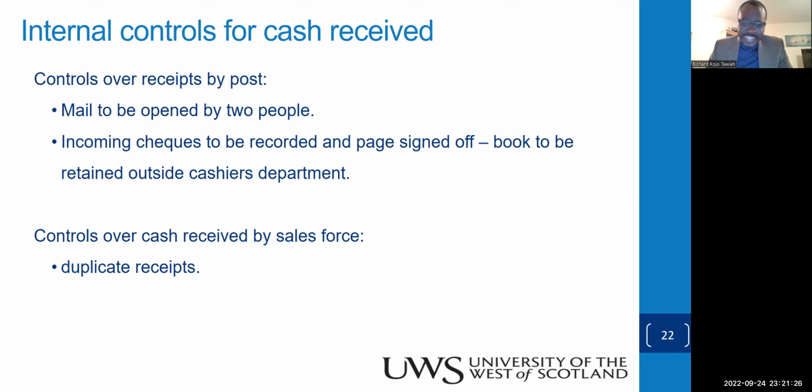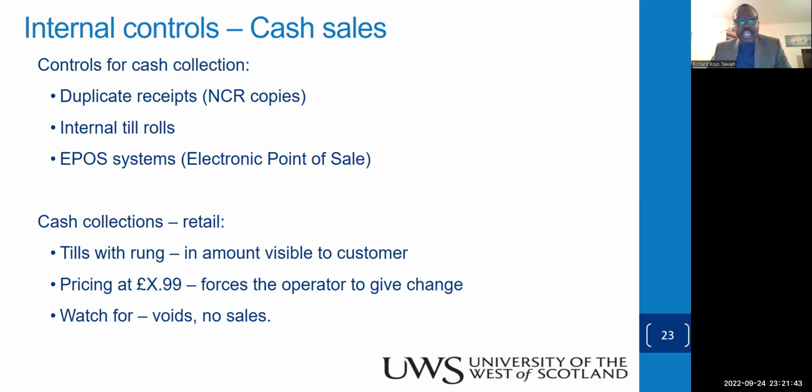Controls over cash received by the sales force. Somebody goes out to do sales and marketing and brings in the cash. There should be duplicate receipts. If he has reported 10,000, we also record 10,000 and keep a receipt. We give him a copy to keep for his records. The day things do not jive, we can hold him to account.